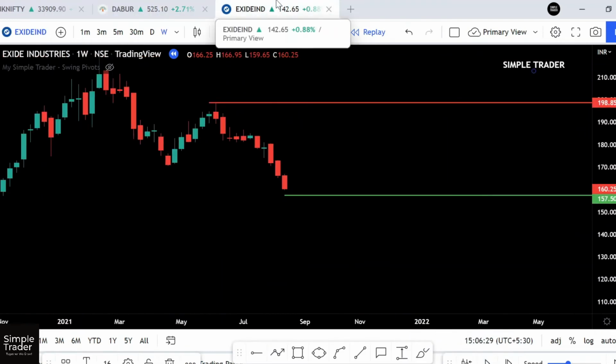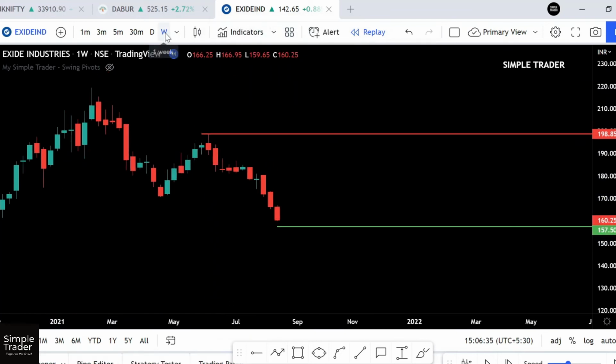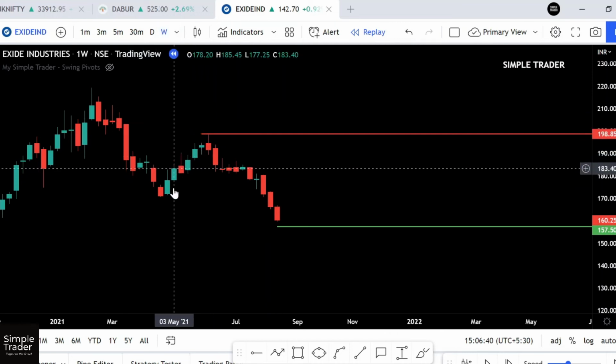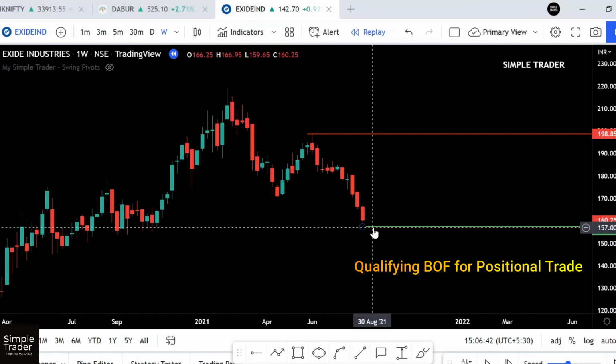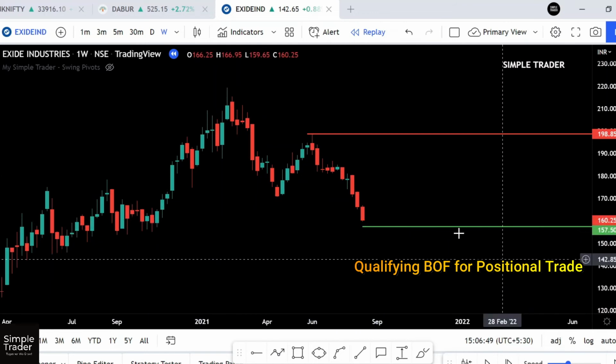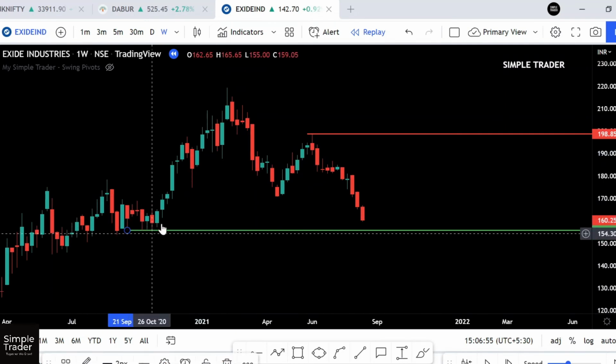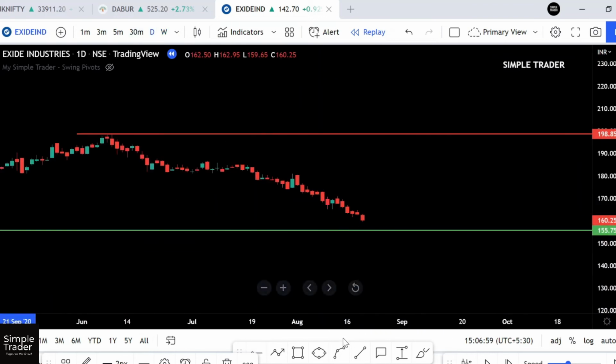And I'll be showing you the example for your positional trade. Look at this. This is your weekly chart. This is your high. Again this is your low, right? Again this is your low. Visible reversal, price came down and reversed, right? So this is our low. So we'll go to a daily chart and see what has happened here.